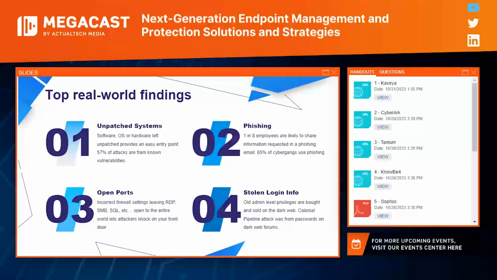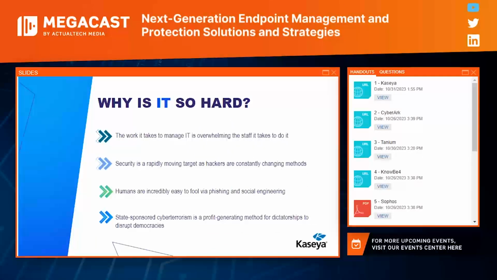The Colonial Pipeline attack, those passwords were bought for 17 cents. Apparently it only takes 17 cents to take down a major piece of East Coast critical infrastructure. This shows you the importance of two-factor authentication. So why is IT so hard? Well, centrally, the work it takes to manage IT is overwhelming the staff it takes to do it. I'm going to go a little bit deeper on that in a second.